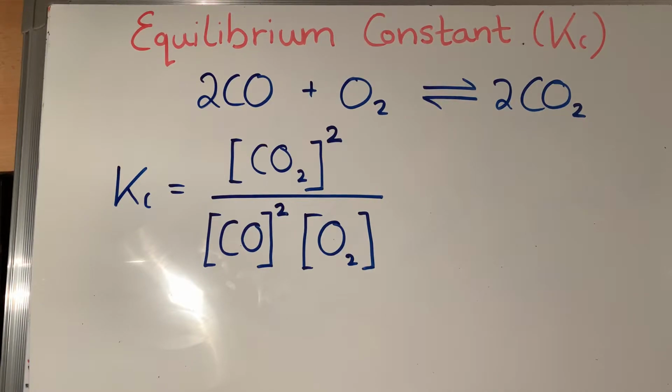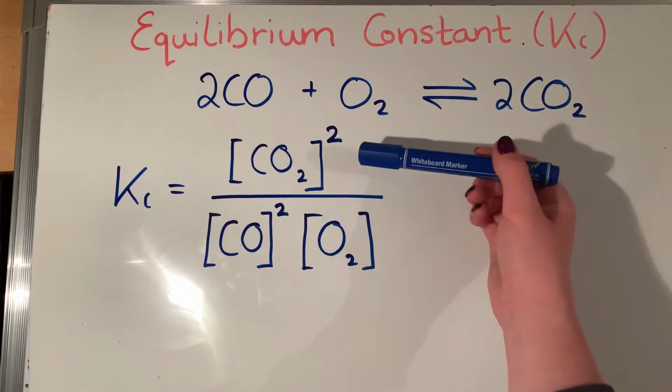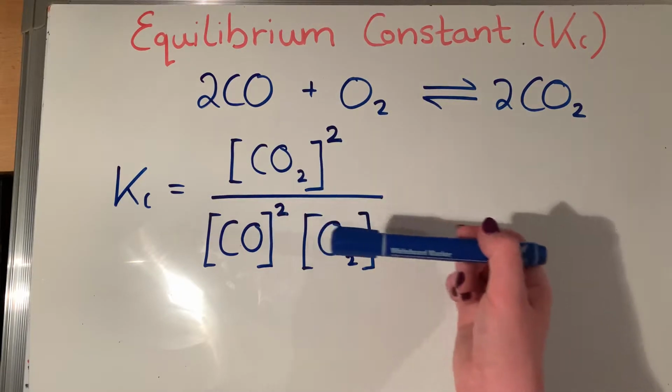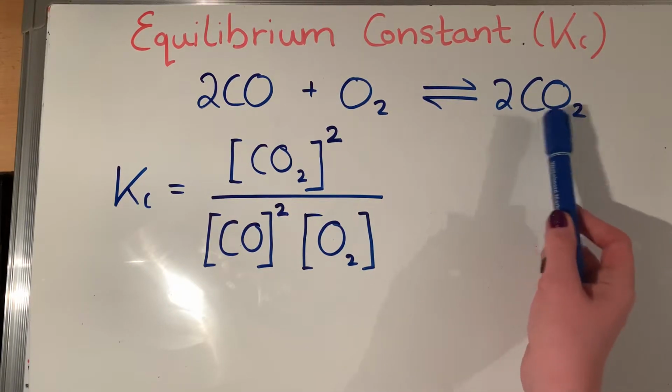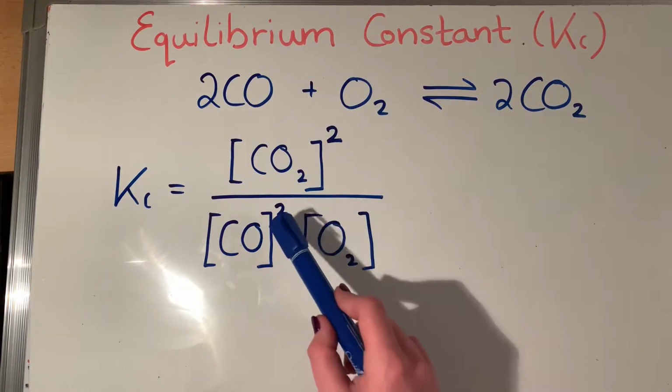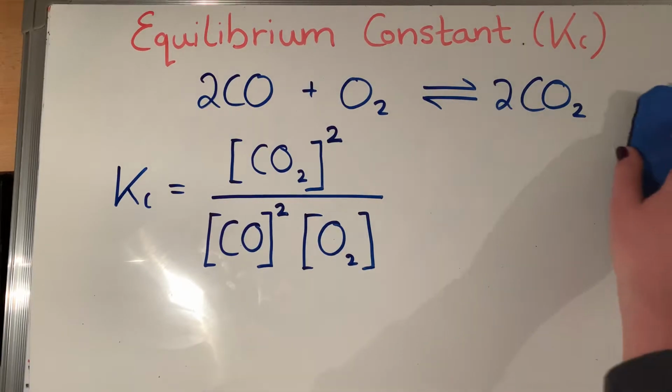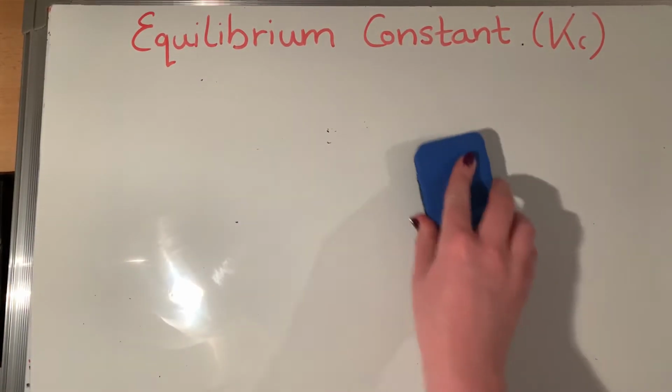So again, there are 3 really important things to remember: it's always products over reactants, we always use square brackets, and if there's a big number in front of the species, it goes to the power of in the expression. Let's have a look at another example.